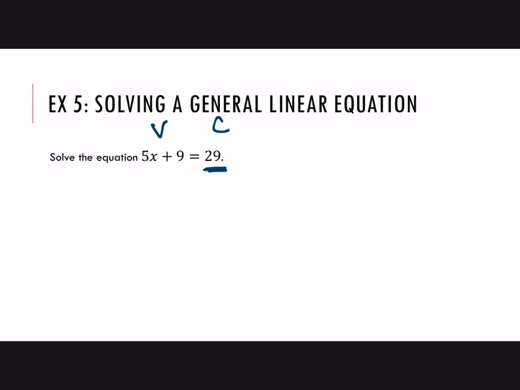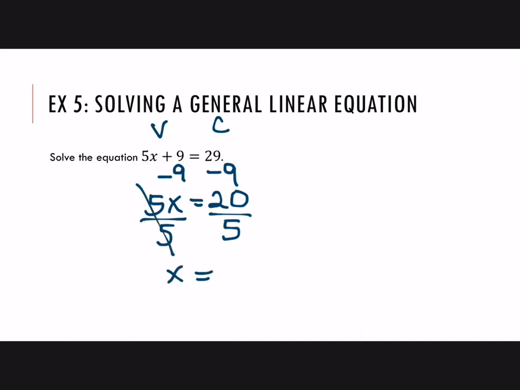On the left I need to get rid of that 9 because it's not a variable term. So I'm going to use the addition or subtraction property of equality. Subtract 9. 5x equals 20. And then here's the coefficient that I would like to get rid of, the 5. So I'm going to use the division property of equality, divide both sides by 5, and you get x equals 4.